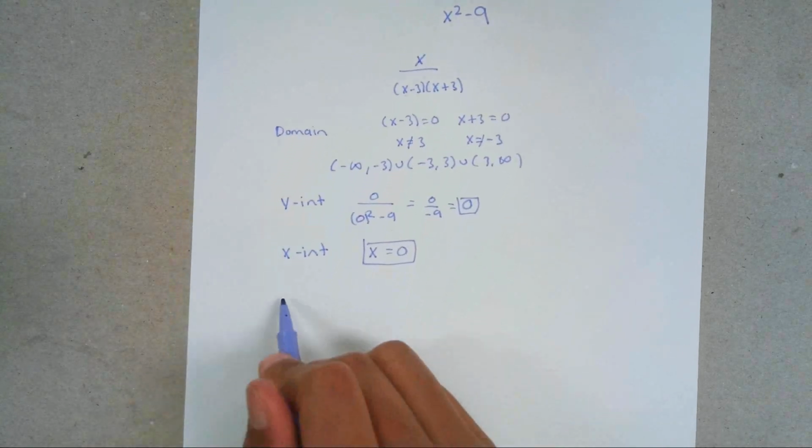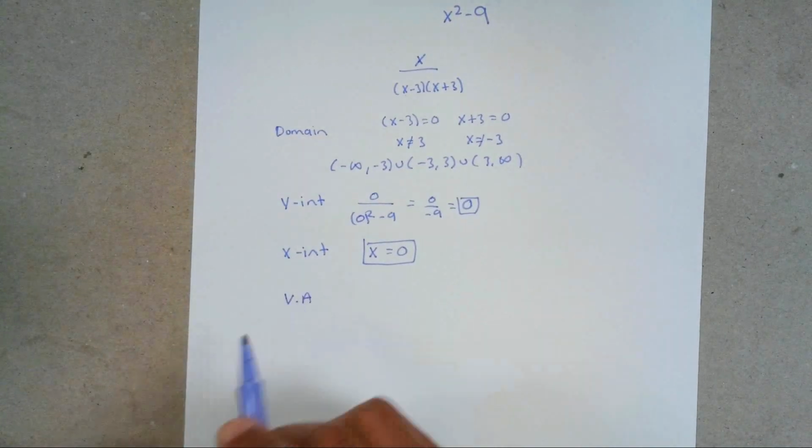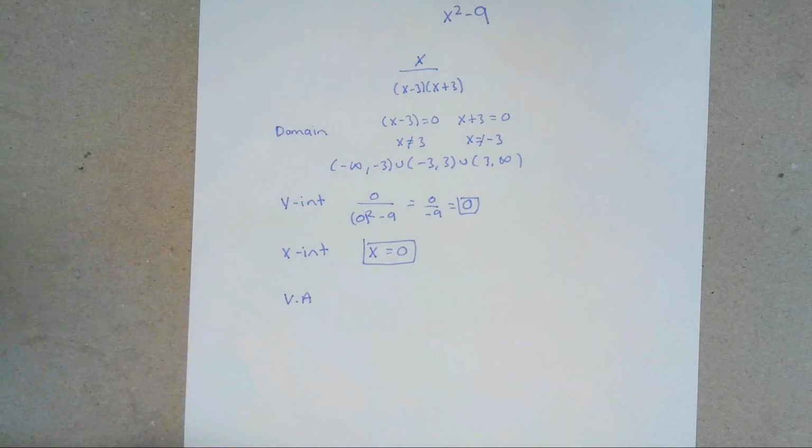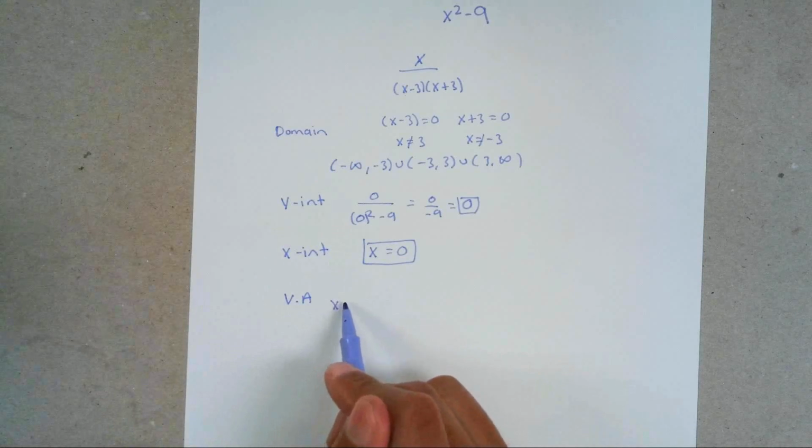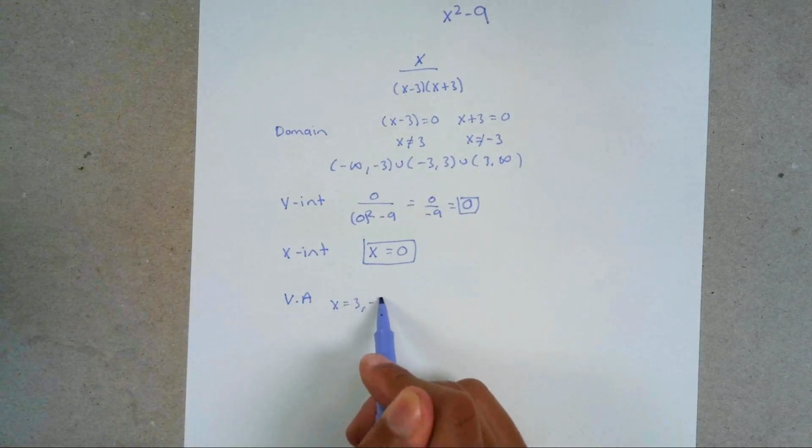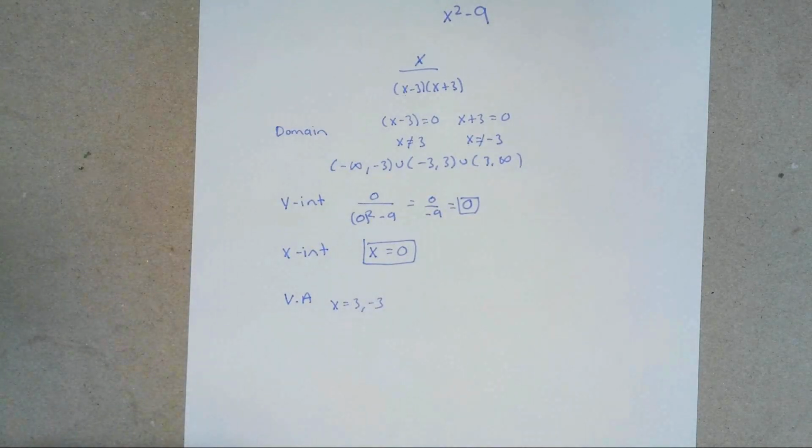Your next step is, well, let's find your vertical asymptotes. Well, to find vertical asymptotes, you're going to set the bottom equal to 0. Which we already did, because those are the same points as your domain. So when we set the bottom equal to 0, we got x equals 3 and negative 3. And those are your vertical asymptotes.